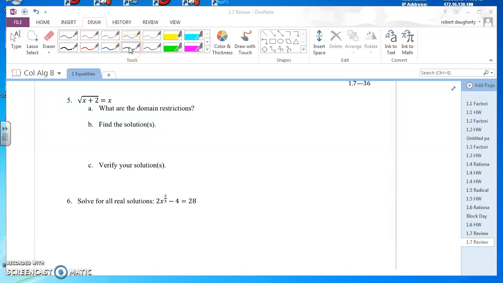So this is a radical equation because it has a square root in it. So, domain restrictions. We find domain restrictions noting that we can't take the square root of negative numbers. So what's under the radical, that's x plus 2, cannot be negative. That means it is positive. So this means that x has to be greater than or equal to negative 2. That is my domain restriction.